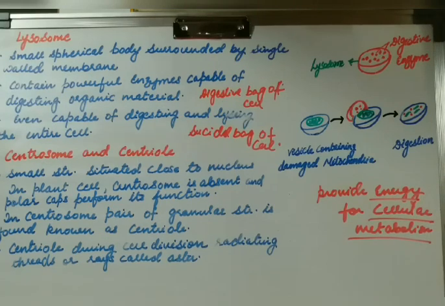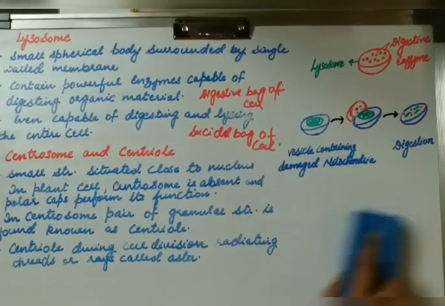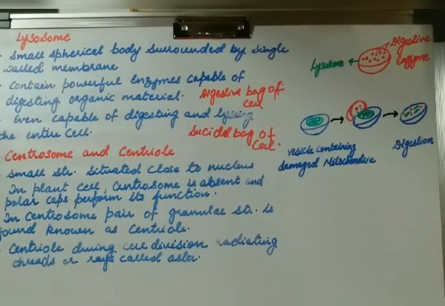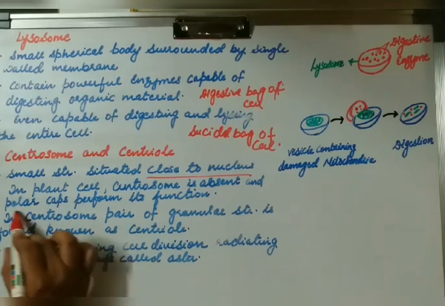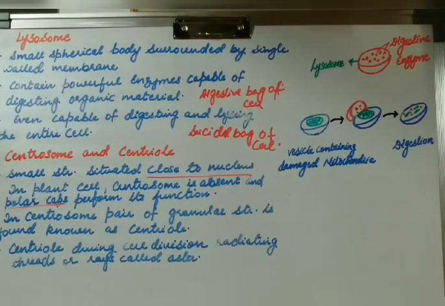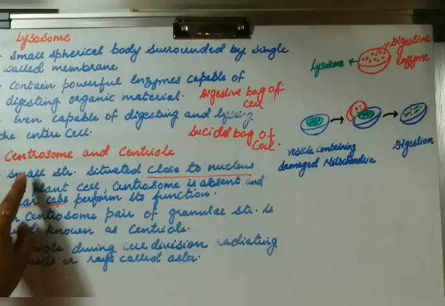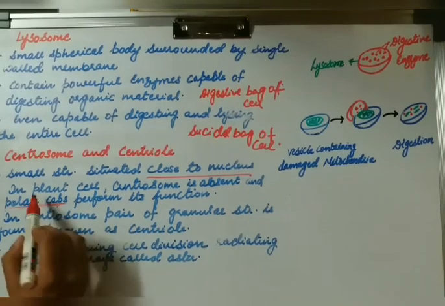Now we will move on to another organelle, that is our centrosome and the centriole. Basically, these are small structures situated close to the nucleus. The centrosome is only present in the animal cell. In plant cells, centrosome is absent, and in place of centrosome there are polar caps which perform the functions of the centrosome.